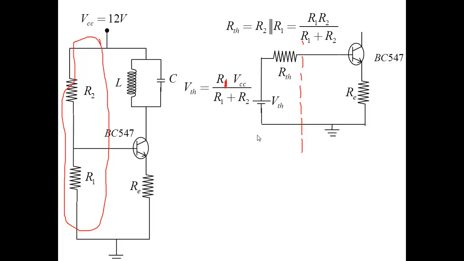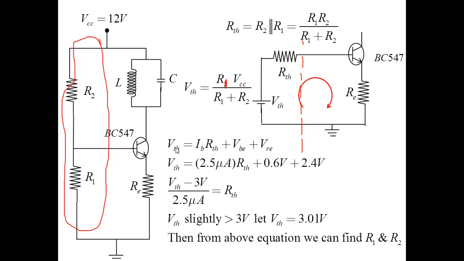Now based on that, if I take this loop, then I can write a KVL for it, which will come something like VTH is equal to IB, the current that is flowing through RTH, plus VBE, and then the voltage across RE, that is VRE. So this particular equation I have written for the KVL along this loop. IB value we already know, VBE we know should be somewhere around 0.6, VRE we had already seen previously as 20% of VCC, which came to close to 2.4. So VTH and RTH that are required are decided by this equation.